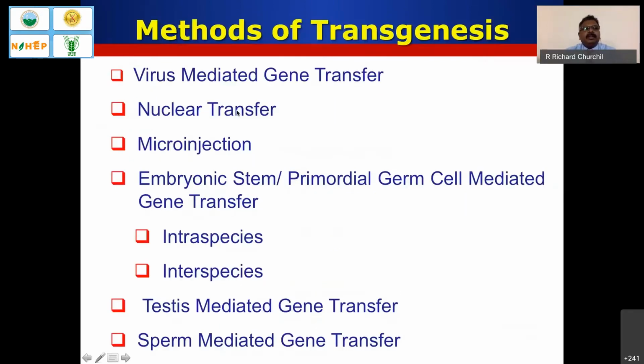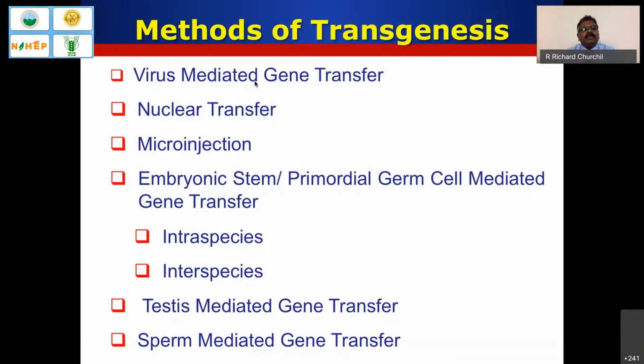So there are different methods of making transgenic animals or birds. One is virus-mediated gene transfer, where the virus, mainly the tumor-causing virus or oncogenic virus, is used as a vector to carry the foreign gene into the genome of the host animal. Nuclear transfer is another method, where the nucleus of the host ovum is removed, or enucleated, and the new nucleus is placed inside, and the ovum is again allowed to grow.